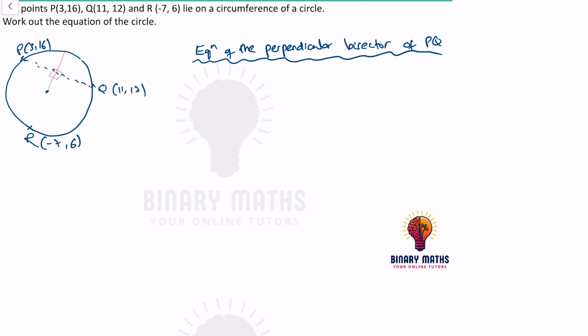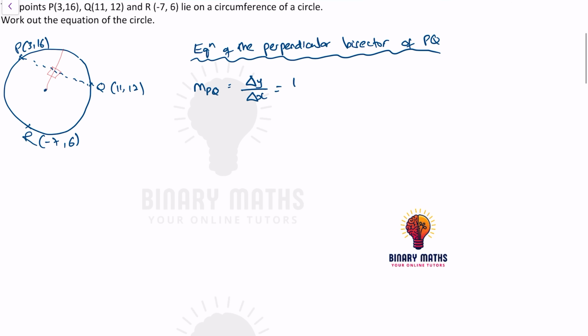The first thing I need to do is work out the gradient of P to Q, which is change in y over change in x, which is equal to 16 take away 12 over 3 take away 11, which gives me 4 over negative 8, which is equal to a negative half. That means the gradient of the perpendicular bisector of P to Q is equal to the negative reciprocal of this value, which is equal to 2. So I found the gradient of the perpendicular bisector.